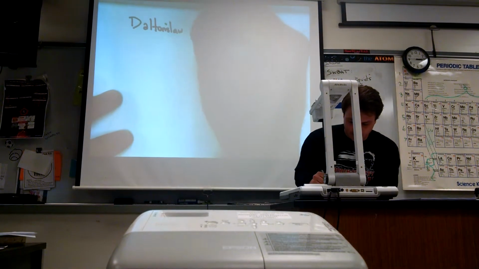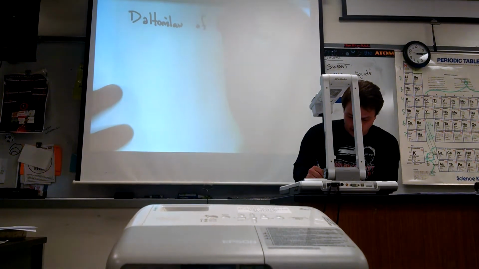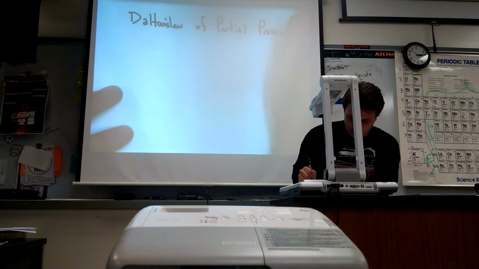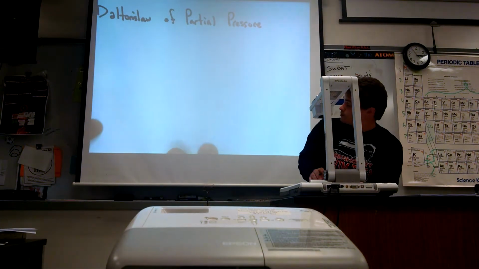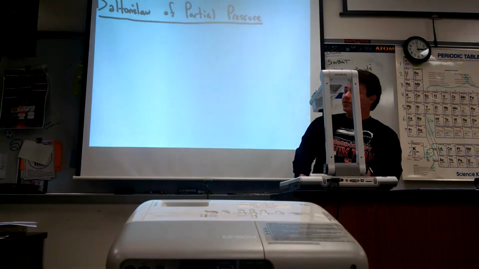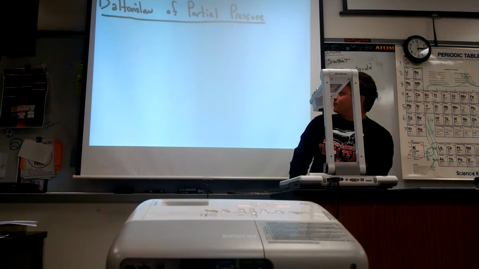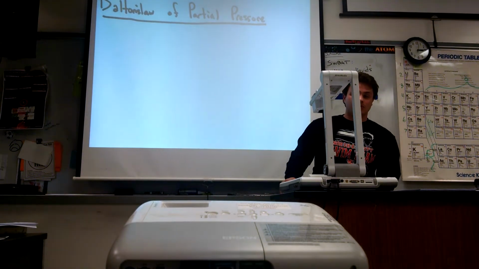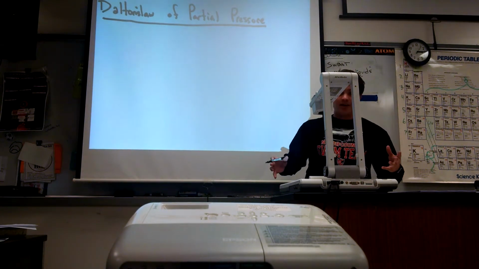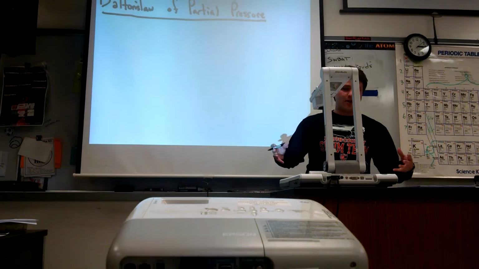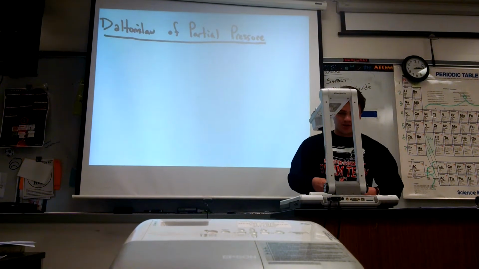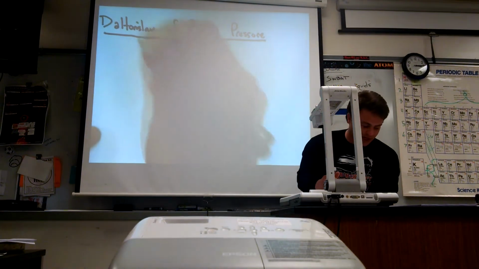Dalton's law, partial pressure. Kind of smushed it up there. So Dalton's law is a law that's so easy, we probably shouldn't even have to write it down. Basically what Dalton's law tells us is that if we have a bunch of different gases and we add up their pressures, we can find the total pressure. Or if we know the total pressure, we can find the partial pressures of some gases.